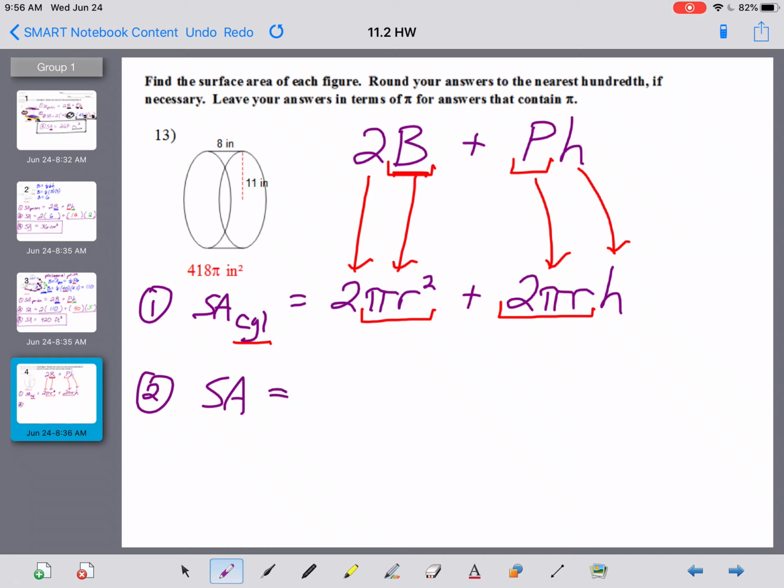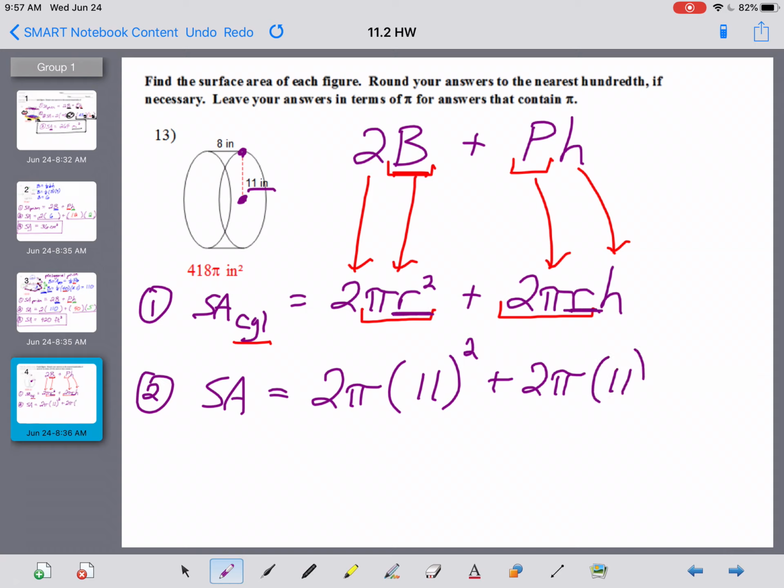Surface area is going to be 2 times pi times a radius here of, well, that's information they gave us right here. We've got a line segment from the center of the circle to a point on the circle. 11 then is going to be our radius. So 2 times pi times 11 squared. Plus, here we go now for the lateral area, the sides here. That's going to be a 2 times pi. The good news is, guys, that this radius right here is always going to be the same as this radius right here. So that's still going to be 11.